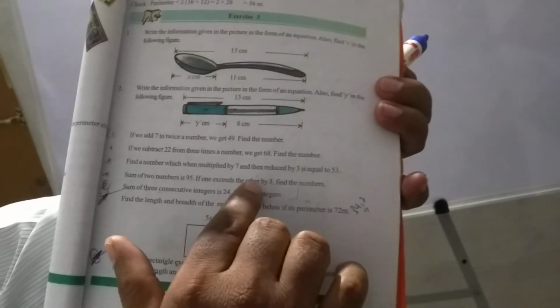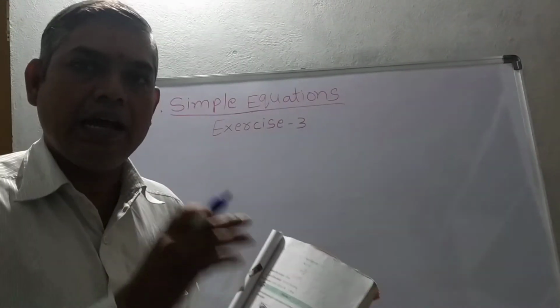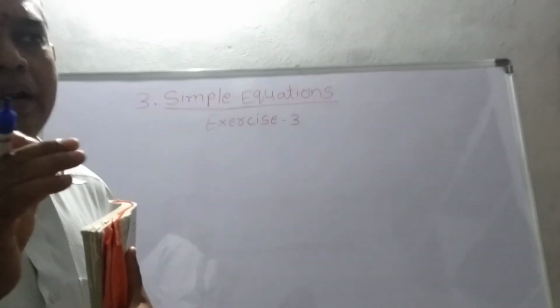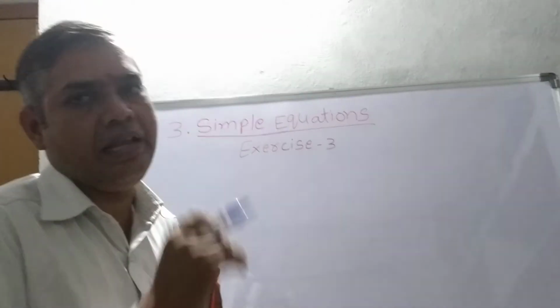That means in this problem there are two numbers. The sum of two numbers is 95, if one exceeds the other by 3. According to this question, in this problem there are two numbers. One is a big number and one is a small number. Why? Because one exceeds the other by 3. Find the numbers. First you have to know that there are two numbers. One number is big and one number is small. Say that the big number is x or the small number is x. Now I am going to say that the big number is x.